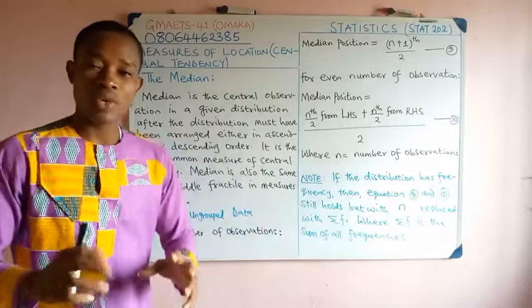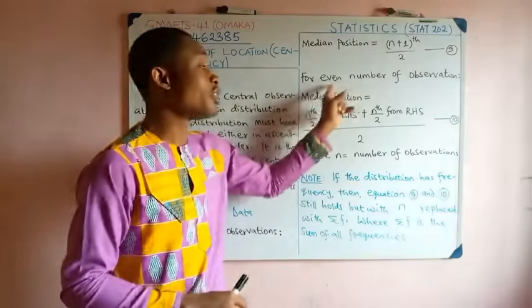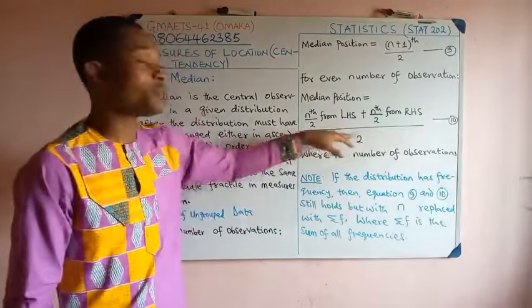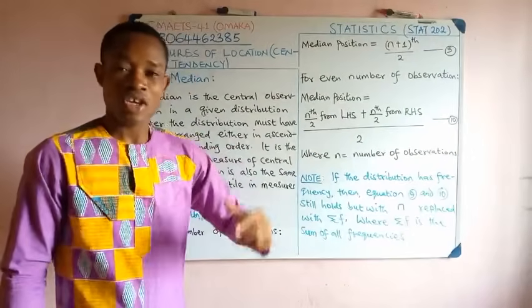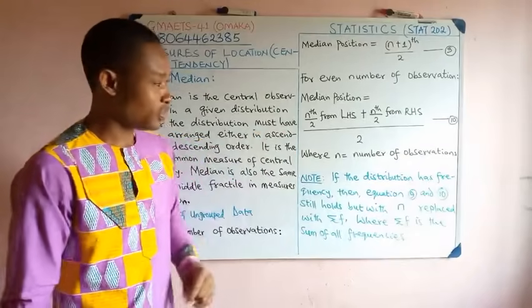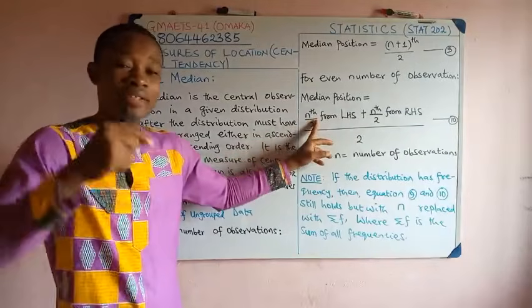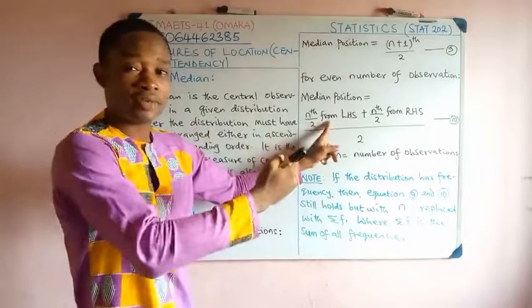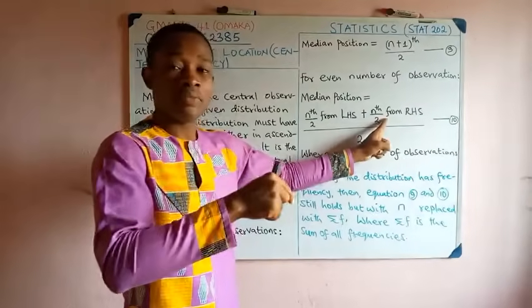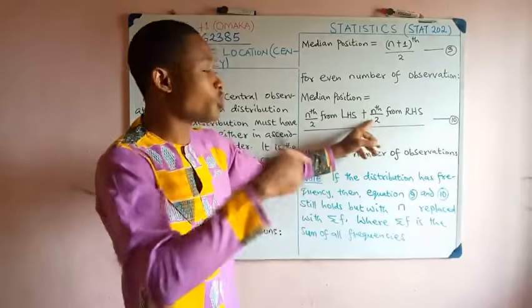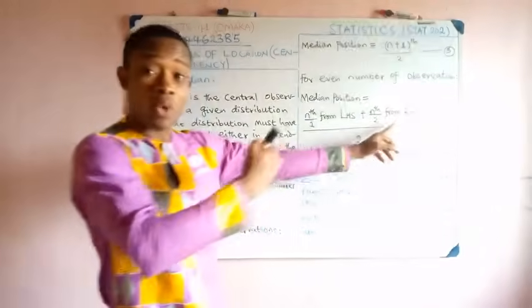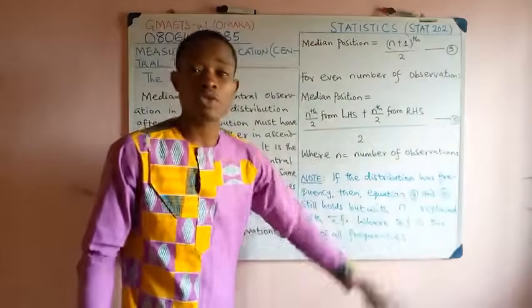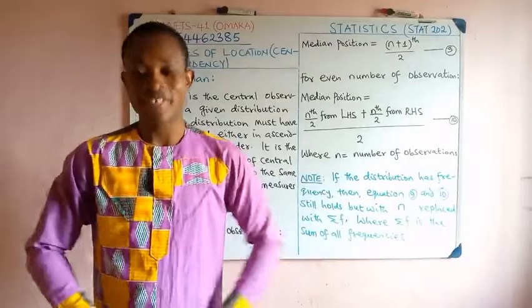What if you are dealing with ungrouped data and then the number of observations happens to be even? Equation 10 will help us to obtain the median of such distribution. Here we need to get an average. What do we do now? Watch. You locate the item occupying the n over 2 position counted from the left. Obtain the number occupying the n over 2 position counted from the right. So those two numbers you obtain, add them together and divide by 2. You get your median directly.